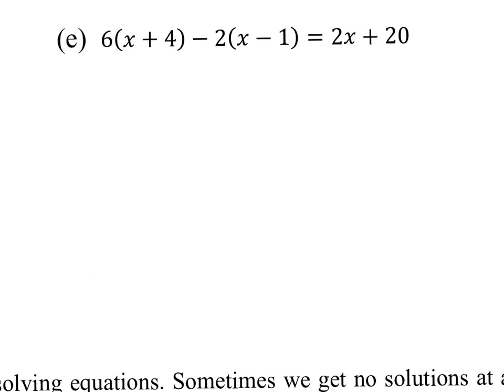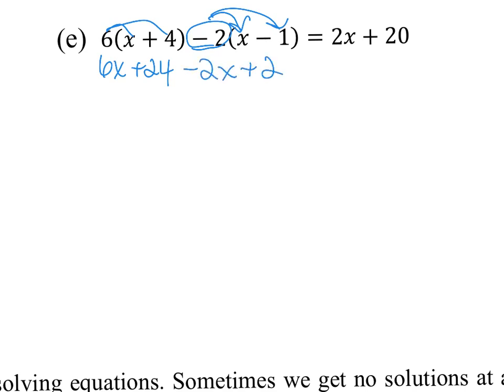All right, part E. It's a little bit longer. There's no fraction, which is nice, but I do see some distributing that needs to happen. So I'm going to distribute the 6. So that's going to give me 6x plus 24. And here I'm going to distribute a negative 2. You need the sign in front there. So that's going to give me a negative 2x plus 2.